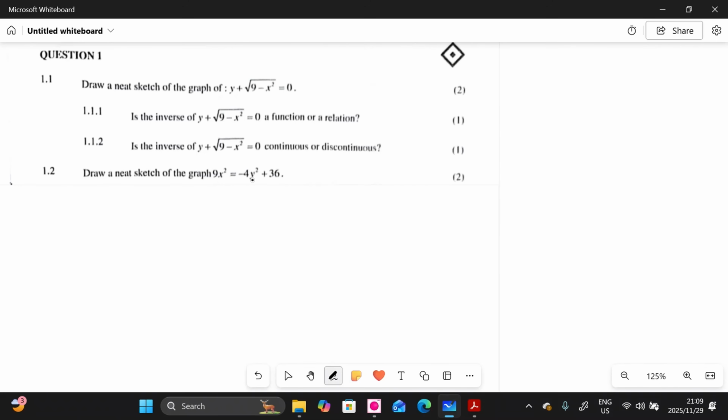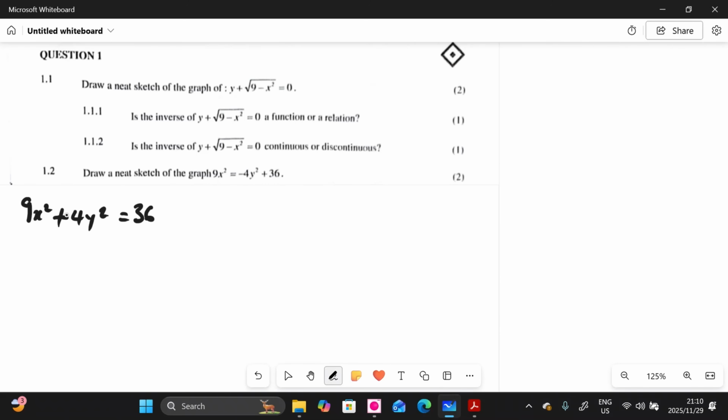So this graph that you see here, we need to simplify it, guys. How about we take this negative 4y squared to the left hand side? On the left hand side, we have 9x squared, right? If we take this negative 4y squared to the left hand side, it's going to be positive 4y squared. And then on the right hand side, we're going to be left with 36 there.